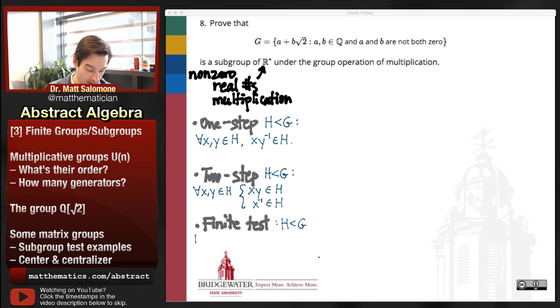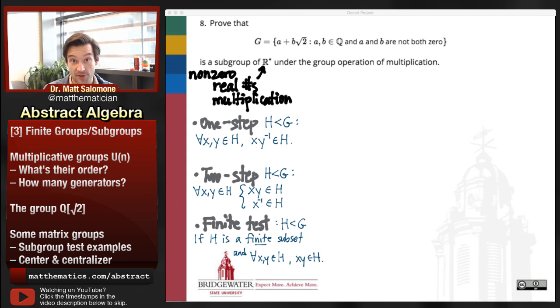Finally, the finite subgroup test says that if H is a finite subset, then we only have to verify the closure property: for all x and y in H, we have xy belongs to H. Okay. So those are my three subgroup tests.